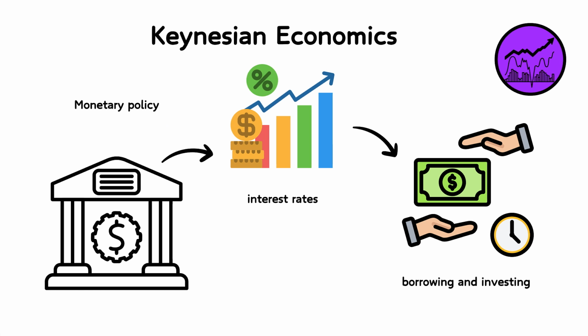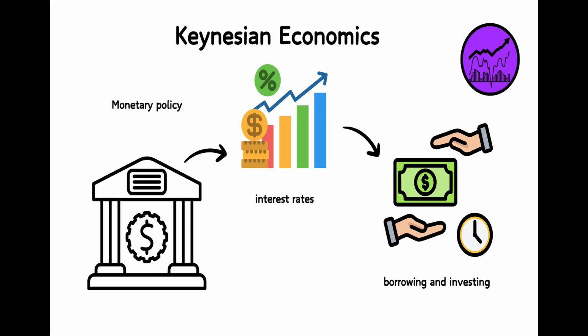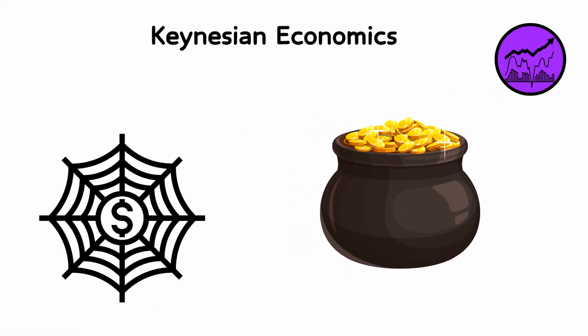Monetary policy also plays a crucial role in Keynesian economics. Lowering interest rates can encourage borrowing and investing, but Keynes famously noted that in severe recessions, there might be a liquidity trap where monetary policy becomes ineffective because people hoard cash instead of spending or investing it.